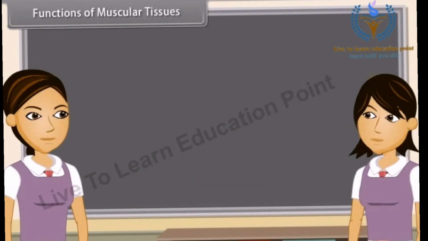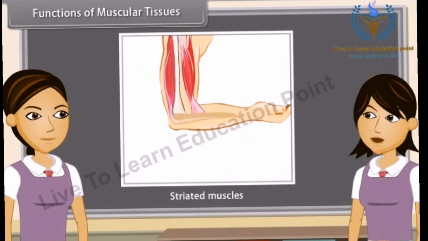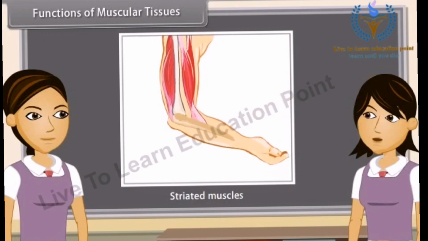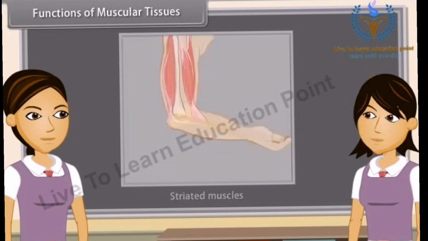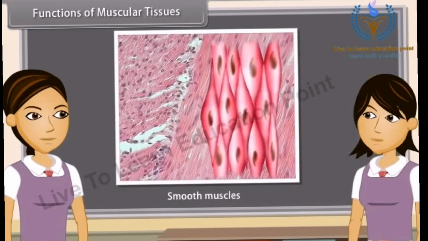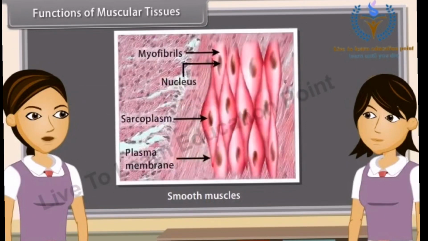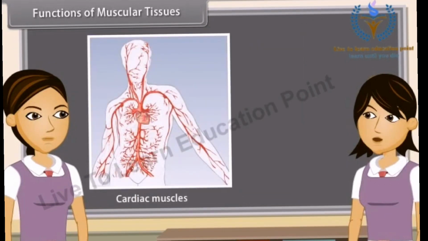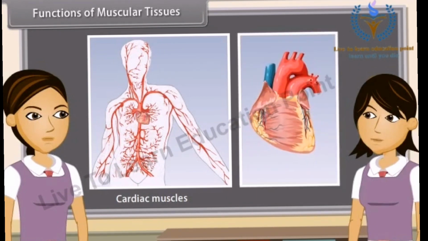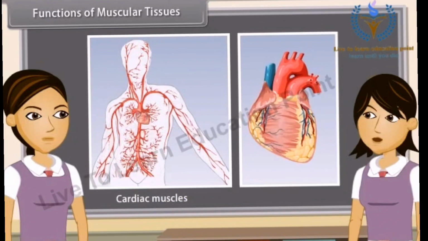Functions of muscular tissues. Striated muscles provide the force for locomotion and all voluntary movements of the body. Smooth muscles are involuntary muscles, that is, they do not work according to our will. Movement of food in the alimentary canal, and opening and closing of tubes, are due to smooth muscles. Cardiac muscles contract and relax rapidly, rhythmically, and tirelessly throughout life. This contraction and relaxation helps heart muscles to pump and distribute blood to various parts of the body.